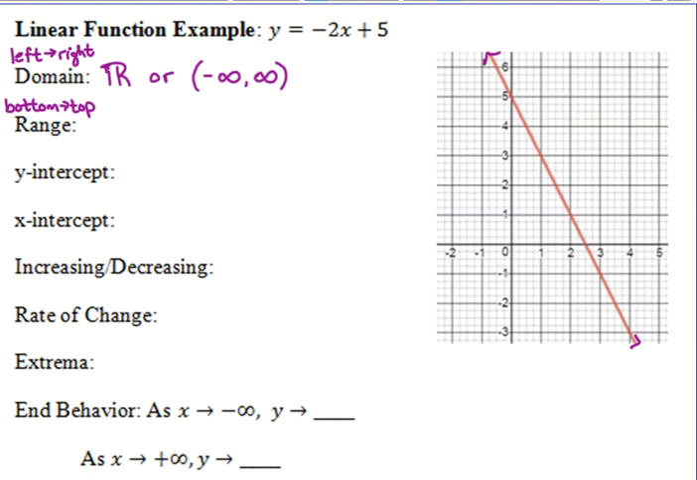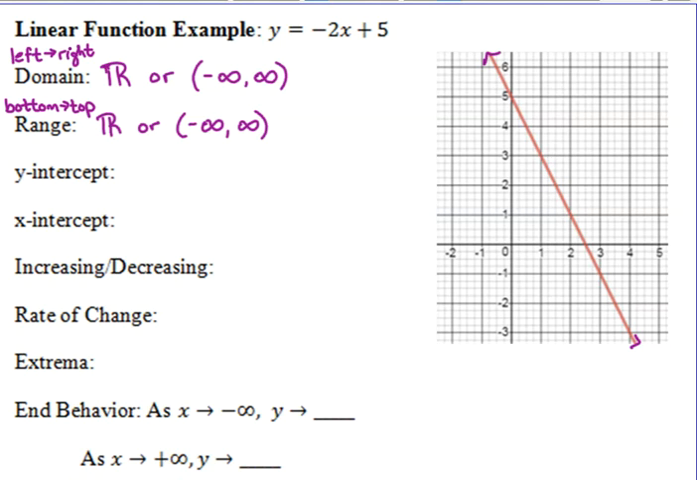If I look up at the top, I've got another arrow. That means it keeps going. It's never going to stop. So this one also has a range that's exactly the same as the domain. All real numbers, negative infinity to positive infinity.